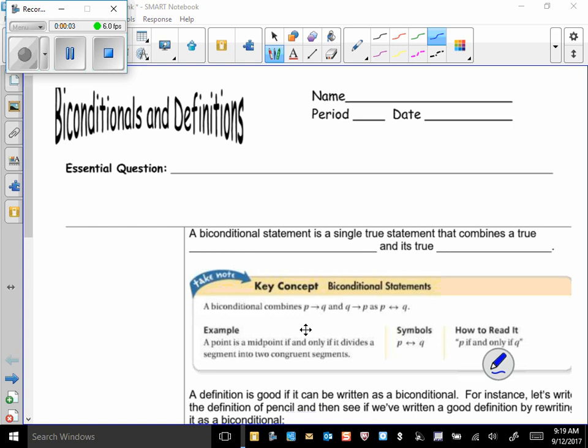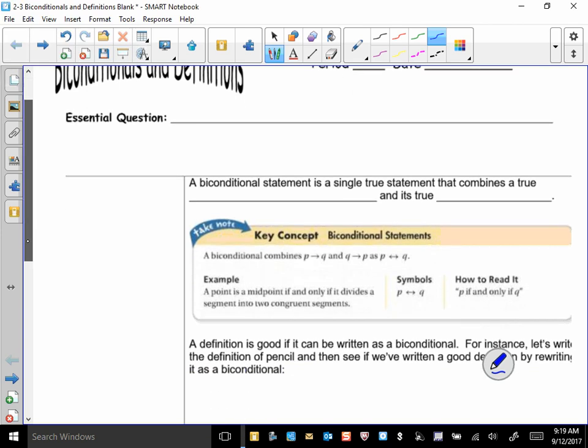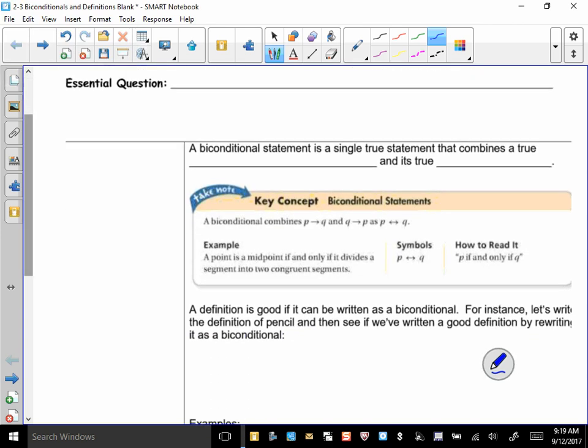Today's lesson is on biconditionals and definitions, and we're going to start by talking about what a biconditional statement is. It's a single true statement that combines a true conditional statement and its true converse. If you remember from last lesson, a conditional statement and its converse are not logically equivalent all the time. Sometimes they are, and in the case when they are, then we can write a biconditional statement.